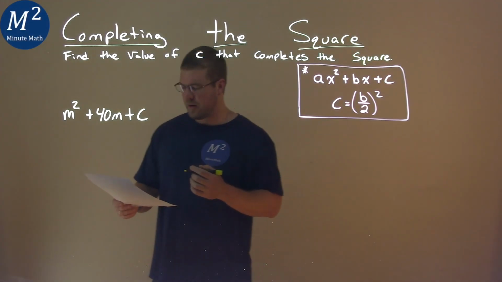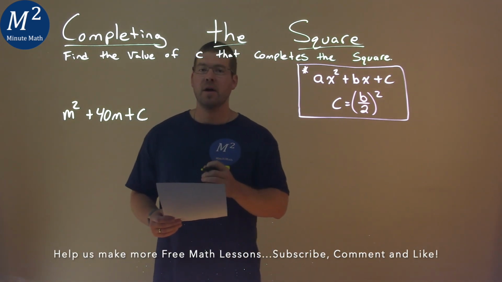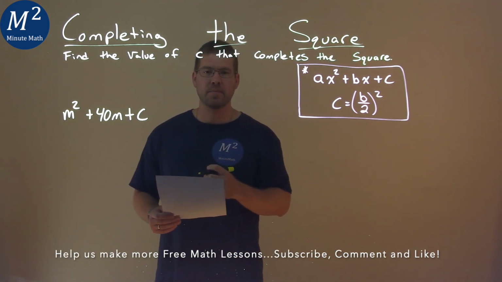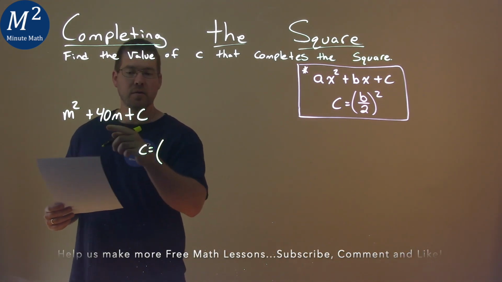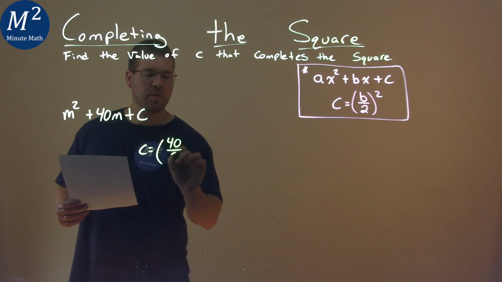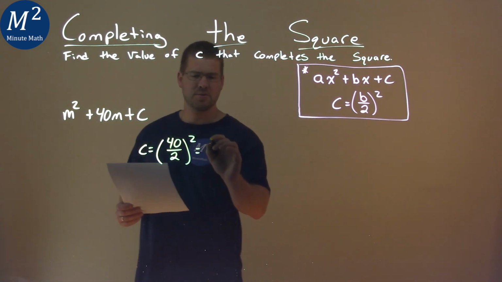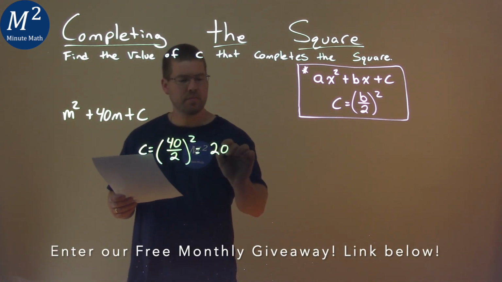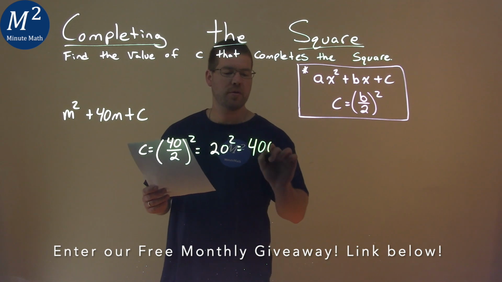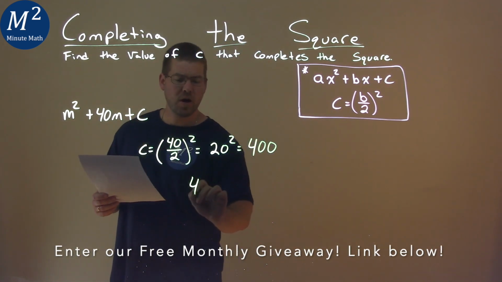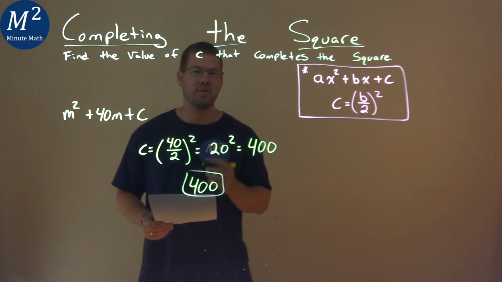We're given this problem right here, m squared plus 40m plus c, and we need to find the value of c that completes the square. Our formula here says that c has to equal our b value, which is 40, divided by 2, all squared. Well, 40 divided by 2, well, that's just 20. And when we square 20, we get 400. And so 400 is the c value here that completes the square.